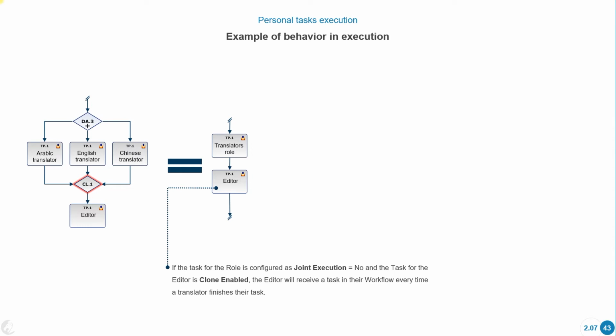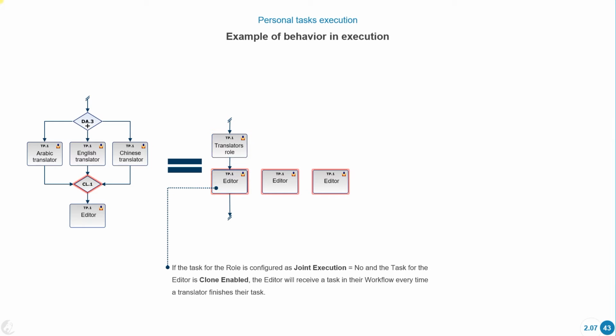Therefore, if the task reaches the role and it has joint execution, it will do the same as if we had a DA and a CA gateway. That is to say that it won't be sent to the editor until the 3 of them finish it. What happens if the translator's role task hasn't got a joint execution? In this case, it will be the same as if we had a CL gateway, since the editor will receive a task in the workflow every time a translator finishes their task. For this to happen, the editor task has to be clone enabled.